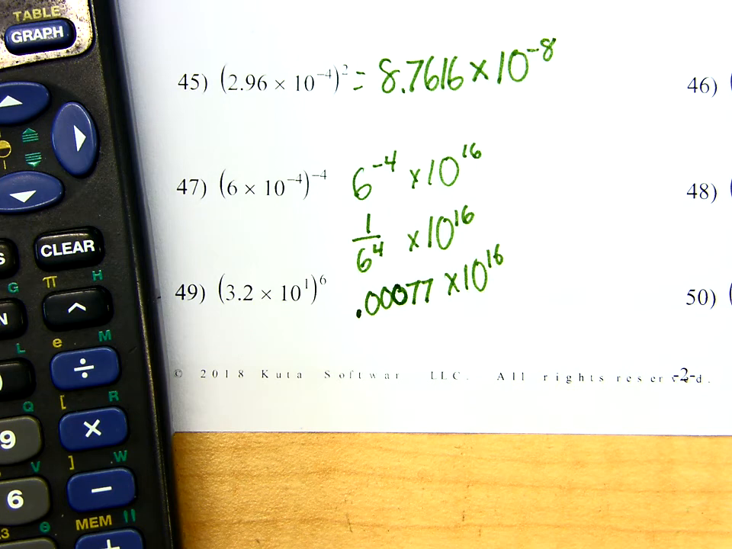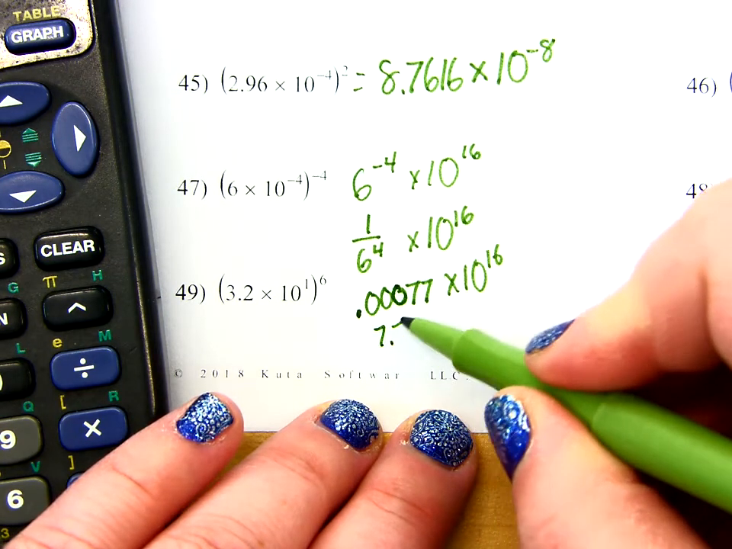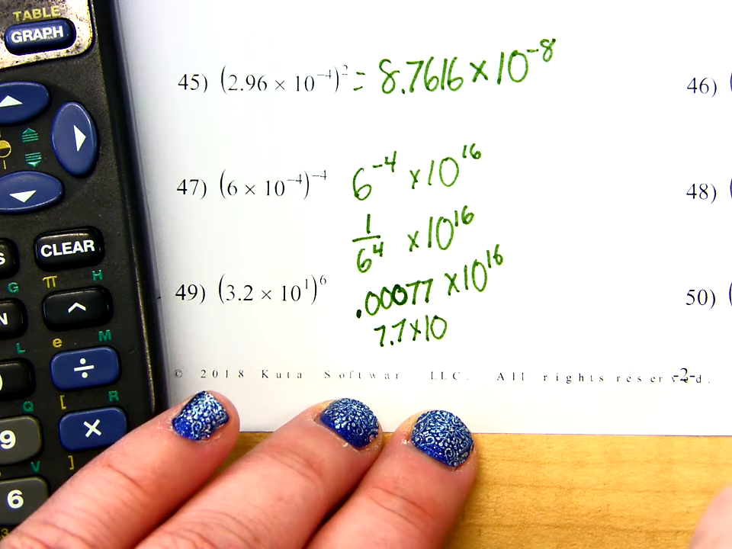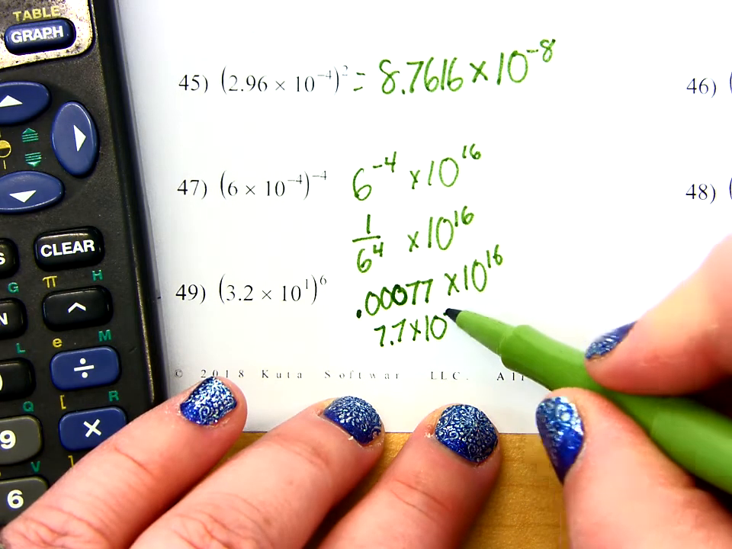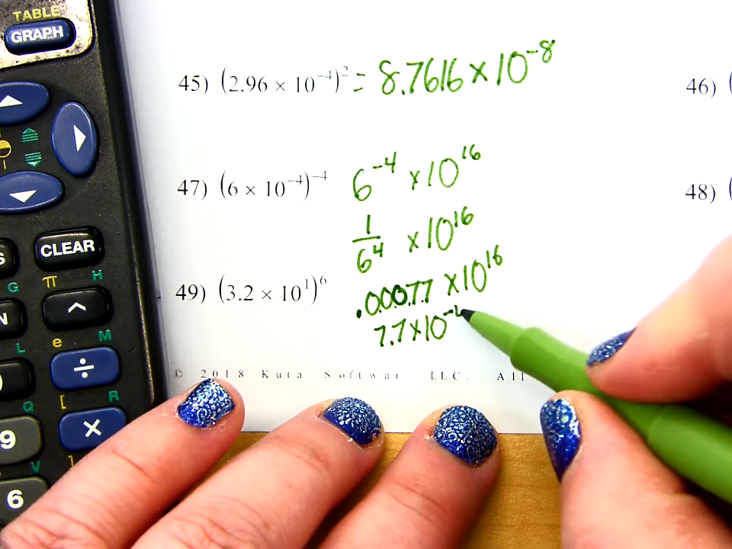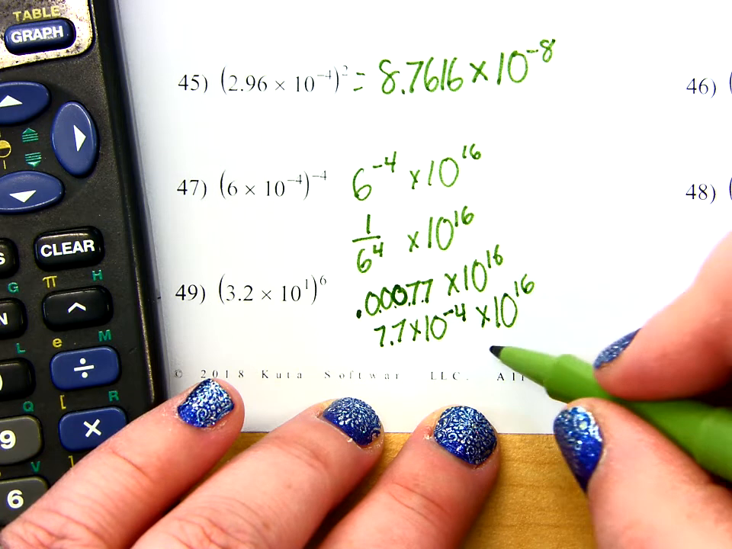Anyway, this number as a decimal will come out as 0.00077 times 10 to the 16th. All I have to do is fix it. I'm really close. This number would turn into 7.7 times 10 to the what? Well, right here would be 1, 2, 3, 4, so that's to the negative fourth, times 10 to the 16th. So times 10 to the 12. Yes.